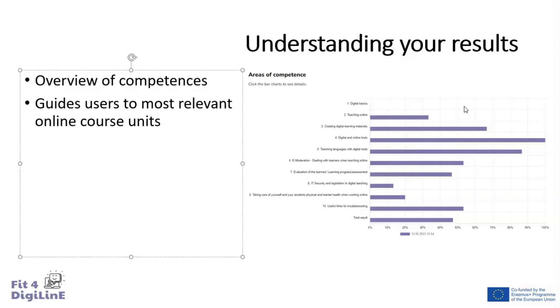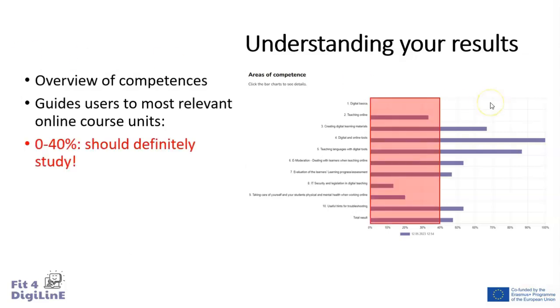And how to identify the units, let's see. If you score between 0 and 40% on a particular topic, so that's the areas marked in red here, that suggests that there are some gaps in your knowledge, and we recommend that you work your way through the relevant units in the online course. There's loads there to help you improve your knowledge and skills. So, for example, here, digital basics, teaching online, IT security, and so on. These areas you would do well to study.